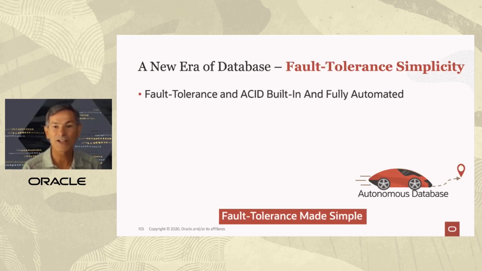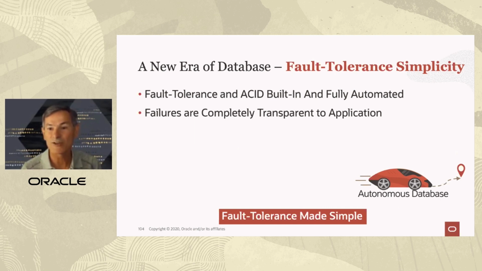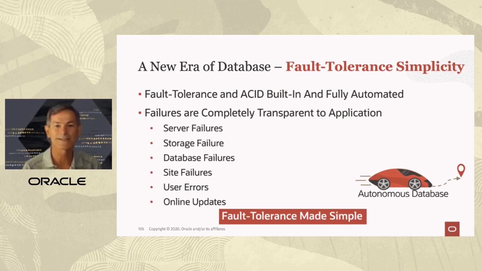Let's talk about fault tolerance and how we've made that simple. So we provide fault tolerance and full ACID built in and fully automated in the Autonomous Database. So failures become completely transparent to the application. As an application writer, you don't have to worry about it. For example, server failures, storage failures, database crashes and failures, entire site failures, user errors, and online updates are completely transparent when you use an autonomous database. So as a developer, you just write your code. Oracle takes care of all the fault tolerance, making it dramatically simpler.